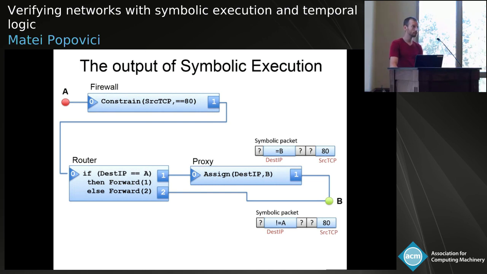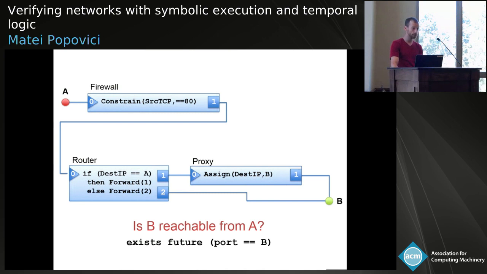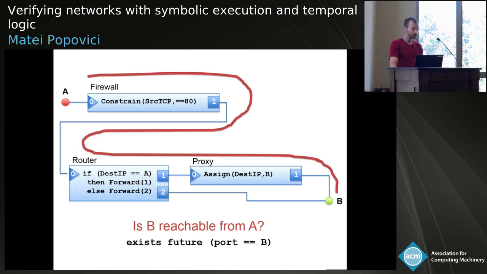So moving on to NetCheck, let us suppose we want to verify a simple policy, that is, is B reachable from A? We can express this policy using the following formula: there exists a path on which at some point port equals B. To check this, we perform symbolic execution starting at A. Recall that symbolic execution branches at the router, and following the first path, we will eventually find that the port becomes equal to B, and therefore the formula is validated and symbolic execution can stop now without exploring the other path.